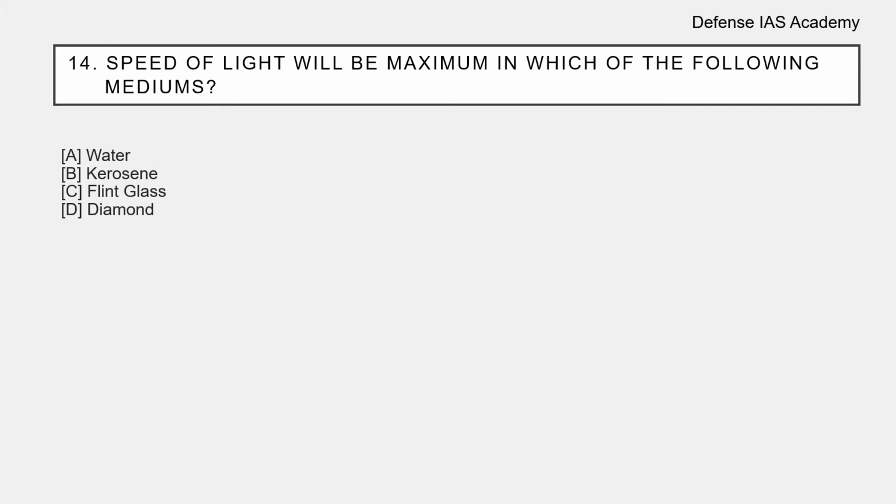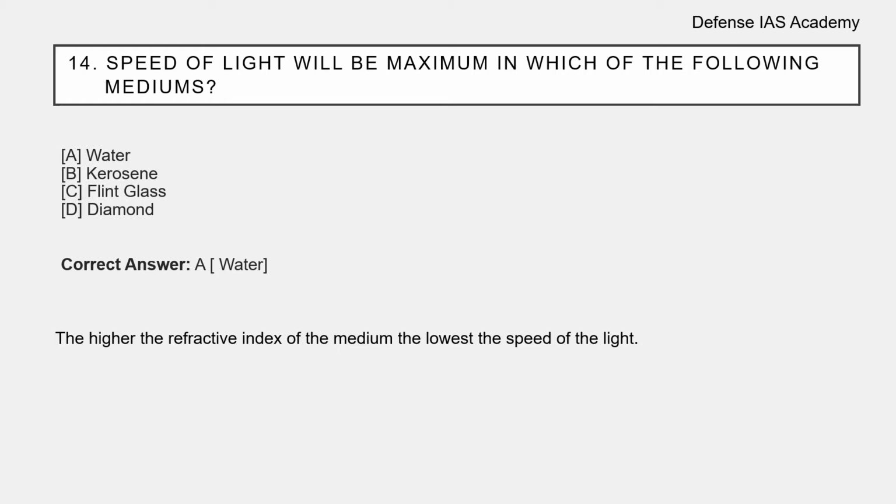Question number 14. Speed of light will be maximum in which of the following mediums? Options are option A water, option B kerosene, option C flint glass, option D diamond. The correct answer is option A water. The higher the refractive index of the medium, the lower the speed of the light.